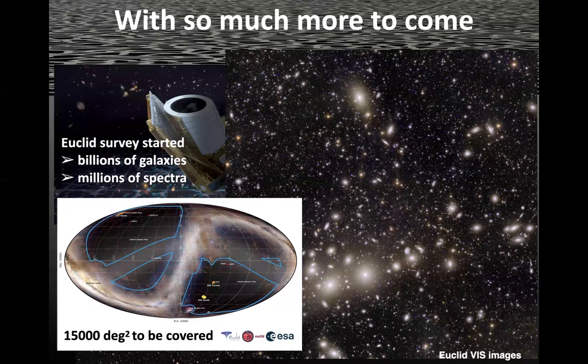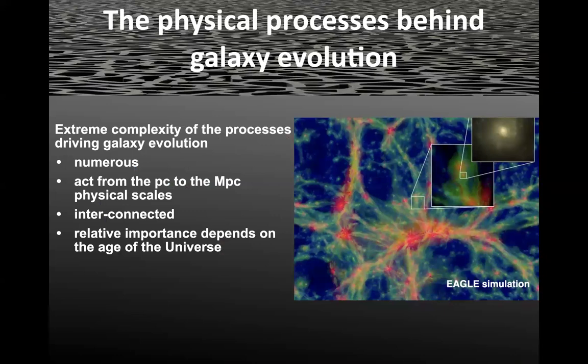More than the beauty of the data, what we want to understand is really the physics driving galaxy evolution. So I'm going to do a short introduction on that. Now we have great hydro simulations that you can trust, many of them. And what I want to say here is that there is an extreme complexity in all the processes in these simulations. First, because you have a lot of physical processes included in these simulations, and these processes act from the parsec to the megaparsec scale, so on a large range of scales. Some of these processes are interconnected, which also makes them difficult to study. And their relative importance will depend on the age of the universe that you consider. So that's why it's so difficult to study galaxy evolution.